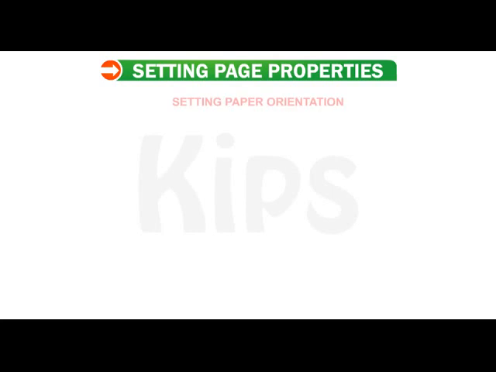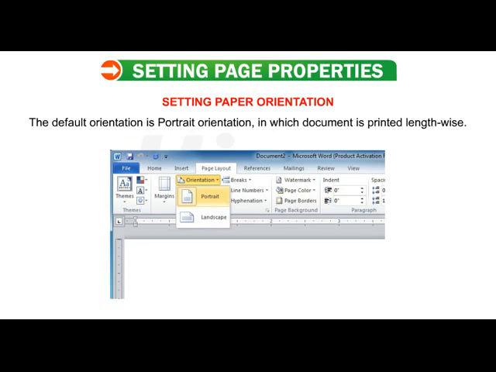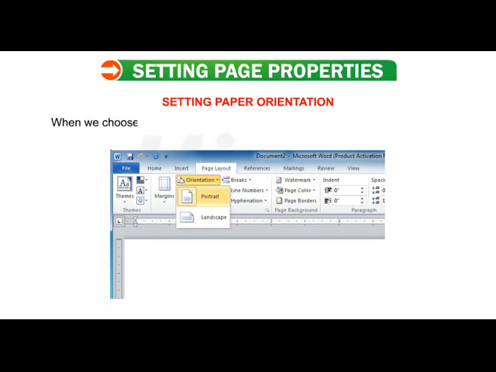Alright students, now we will talk about setting paper orientation. The page orientation is the property to set the printing direction of the text. The default orientation is portrait orientation, in which document is printed lengthwise. When we choose landscape orientation, the document is printed widthwise.